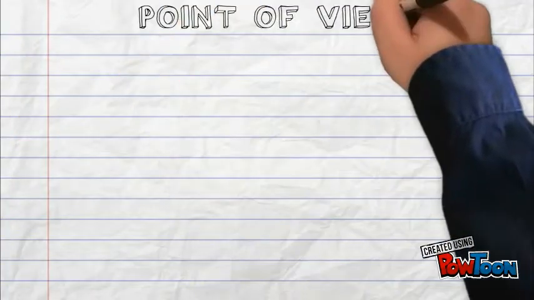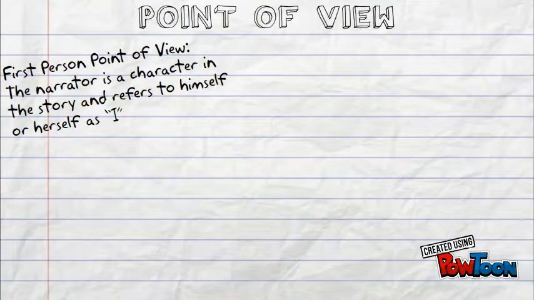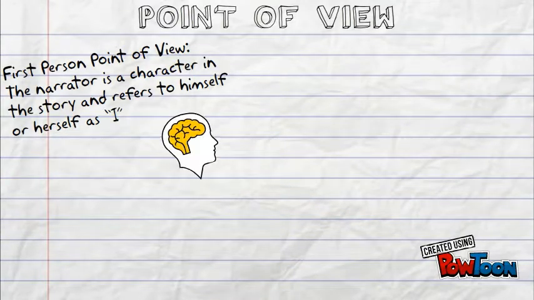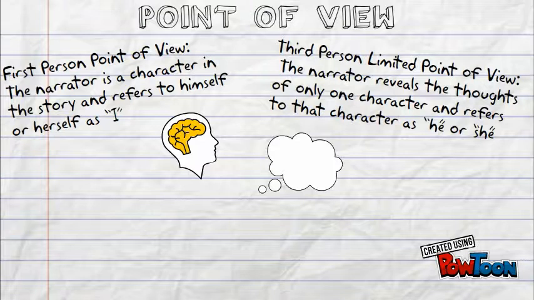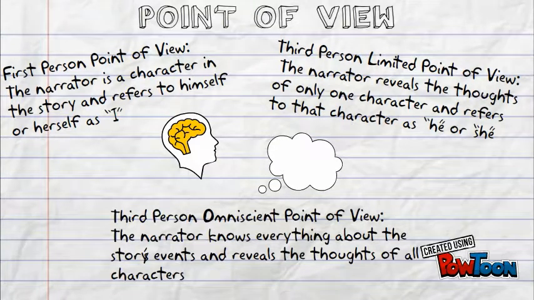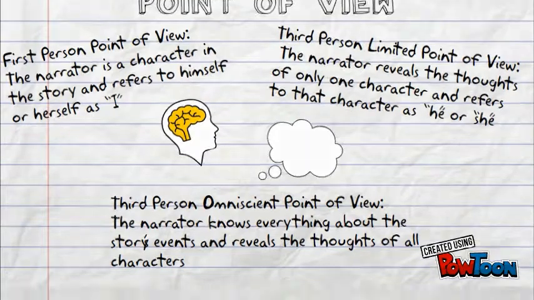Review the different points of view below. First person point of view, the narrator is a character in the story and refers to himself as I. Third person limited, the narrator reveals the thoughts of only one character and uses he or she. Third person omniscient is the narrator knows everything about the story and reveals the thoughts of all.